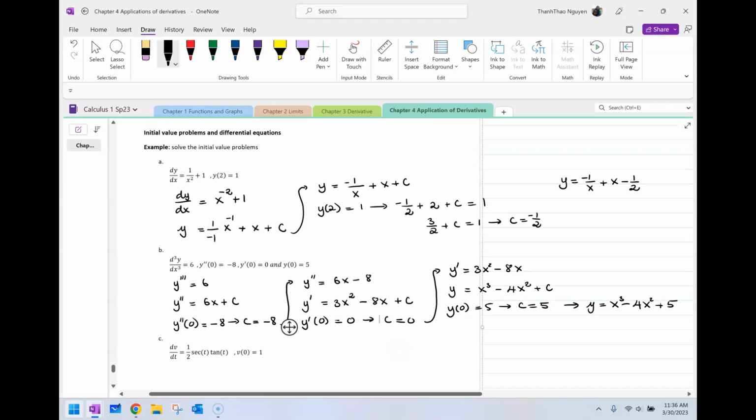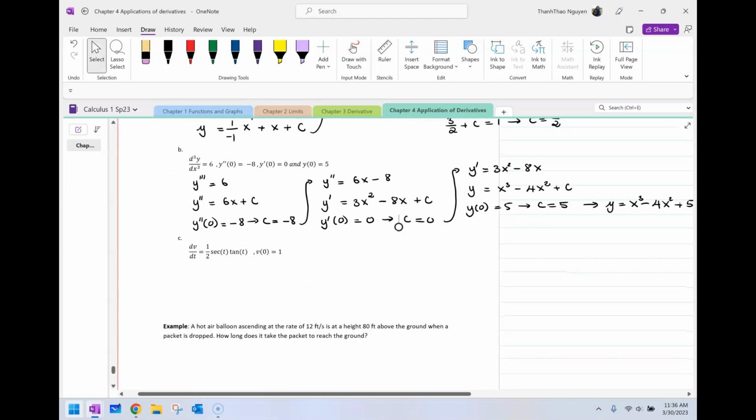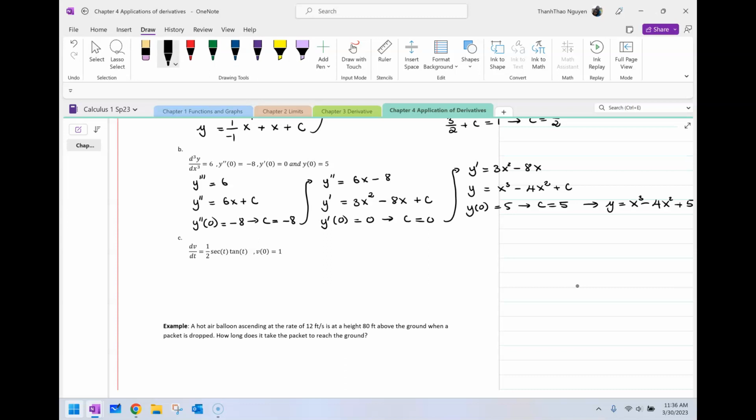How about if we want to do this with a trigonometric function? So dv dt equals 1/2 secant times tangent t. So let's rewrite this a little bit. dv dt.